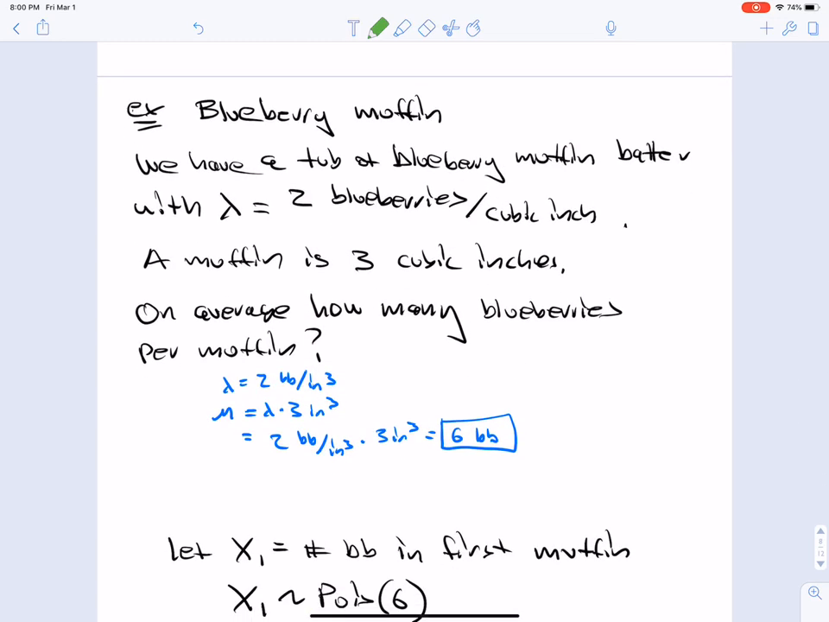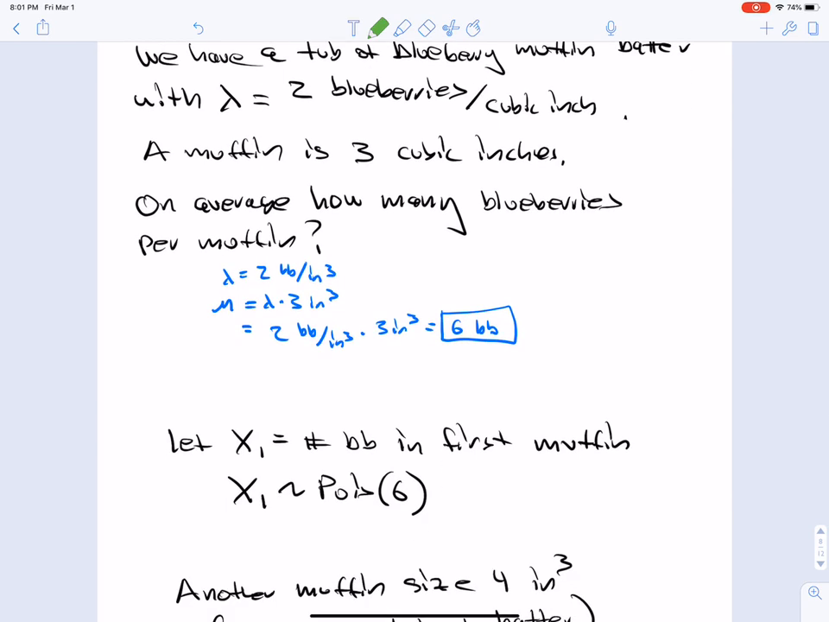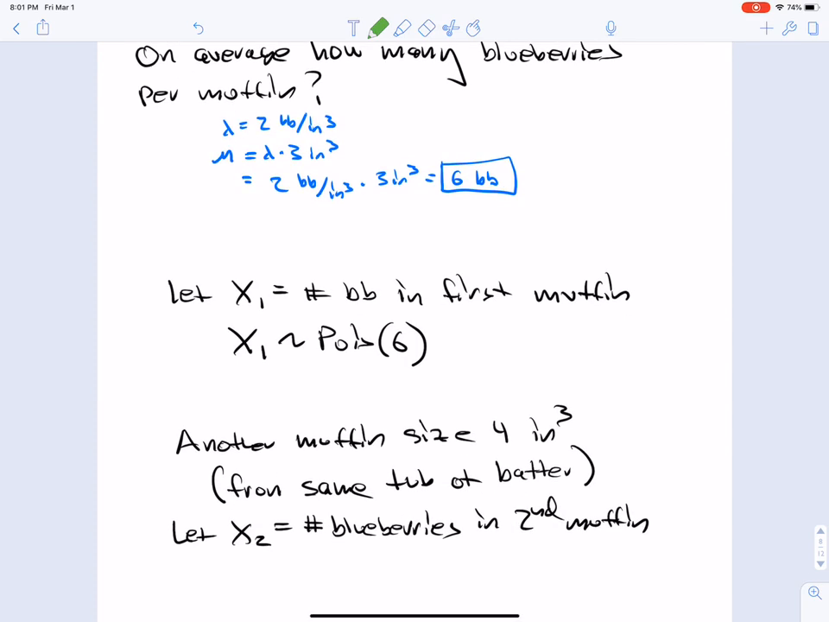Continuing with the blueberry muffin, we have a tub of blueberry muffin batter with lambda equals 2 blueberries per cubic inch. A muffin is 3 cubic inches. On average, how many blueberries per muffin? Well, it would be 6 blueberries. Let x1 be the number of blueberries in the first muffin. So x1 is Poisson(6).